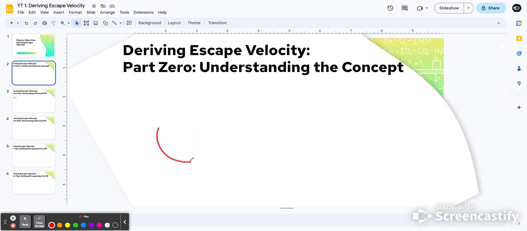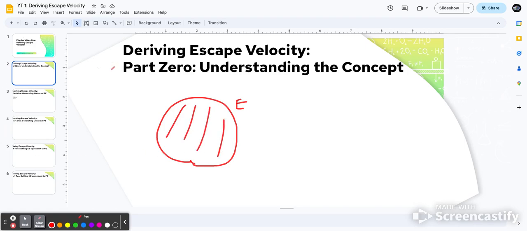Let's say we're living on this planet. We're going to call this planet Planet E. Our goal is to find the velocity needed to escape the gravitational pull that's holding us back. If we're traveling at a certain velocity, there's gravity pulling us back, right? So we need to find the velocity needed to escape this planet.